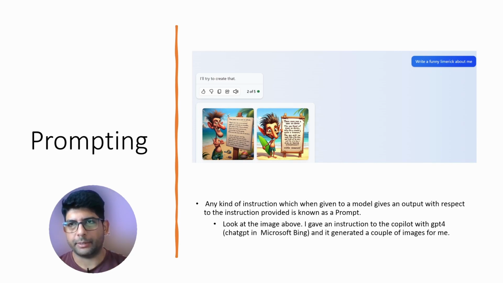So if you look at this example here in the slide, this is an example of a prompt that I gave to Bing Copilot, which is an API of the Microsoft Bing search engine that enables you to chat with the ChatGPT API, which runs behind the hood. And here I asked it to write a funny line about me, and it came up with certain example images, which are generated by ChatGPT. So this is an example of a prompt, an instruction that I gave to the chatbot to perform a certain operation.